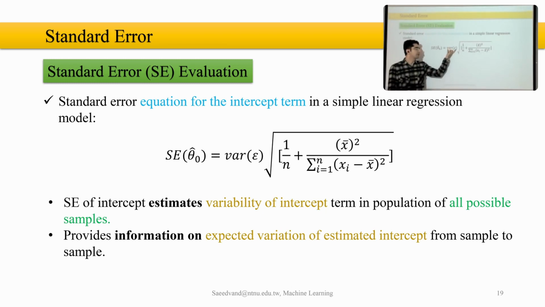The variance of the epsilon that times here is also the same calculation as the last slide that we had. We just put it over here, the variance of the epsilon. That comes from RSS. So we say the standard error of intercept estimates usually tells the variability of the intercept term of the population for all possible samples.